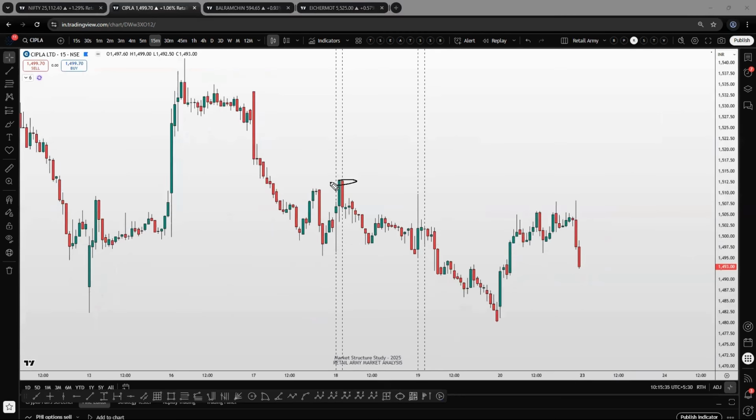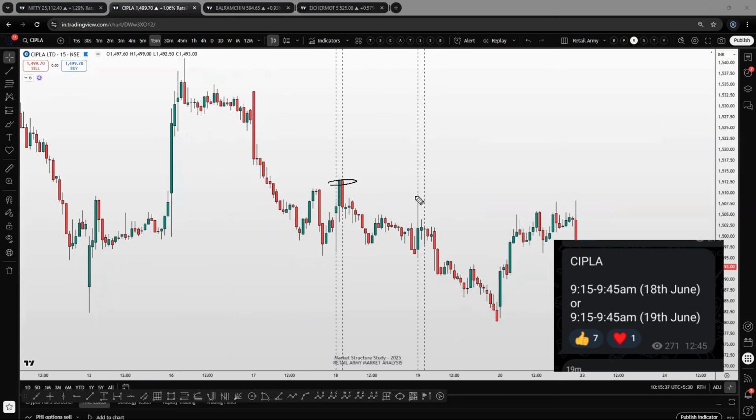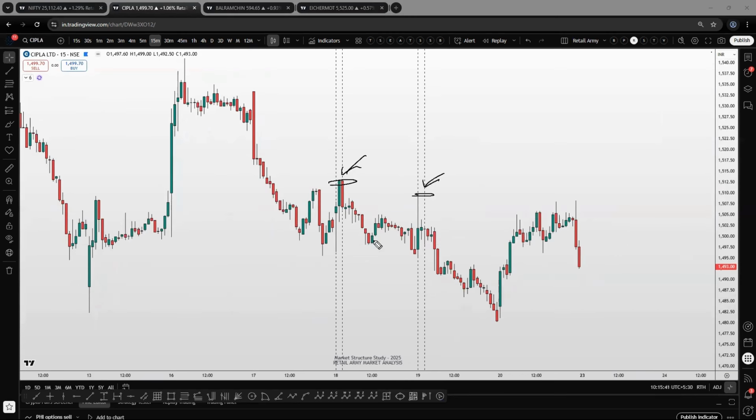I gave you the time here for Cipla, 9:15 to 9:45. Again, another day, we had a decent reaction here. Catching this move is actually difficult. You need some high skill to understand this structure. This is not a random structure.